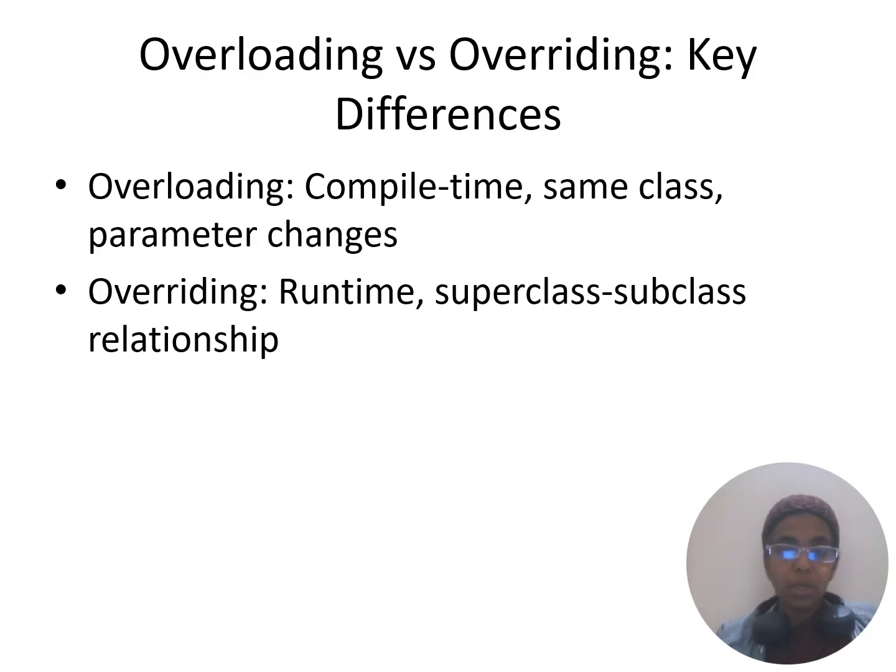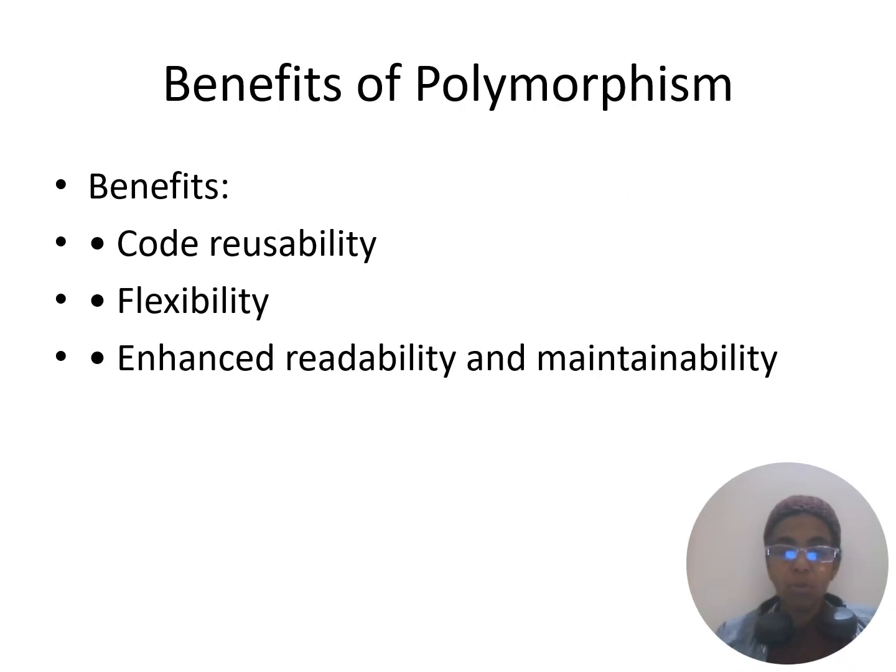By this, we need to know the difference between overloading and overriding. In overloading, the mapping happens during compile time, it is in the same class, and there are differences in parameters. But overriding happens during the runtime, it has a superclass and subclass combination, and it has exactly the same name, whether void function name or integer function name. That is why we call them polymorphism.